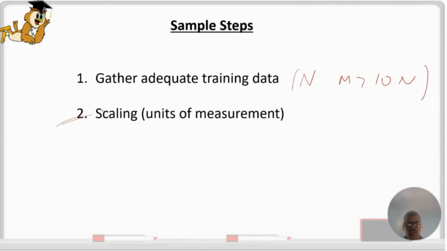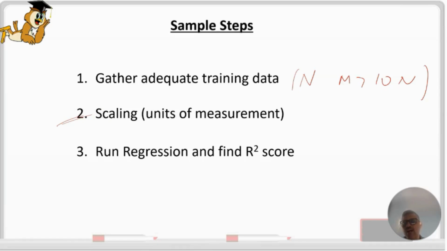That's scaling, units of measurement. The next thing you would do is just run a regression and find the R2 score. When I say run the regression, you know exactly what I'm talking about. You could go with either of the two approaches. You could either use the normal equations, which give you the closed form values of W, or you could do this iteratively. If you had lots and lots of independent variables, you could use the gradient descent approach and come up with the best values of W.